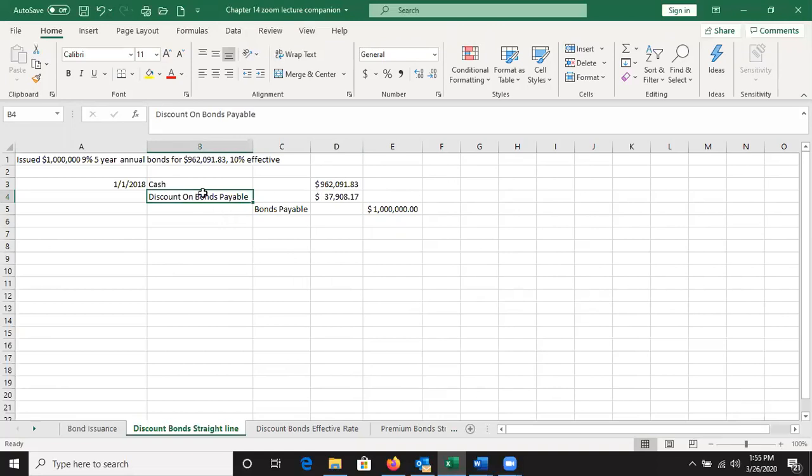Okay? Because what we're doing is this reduces the book value. So bonds payable minus the total discount brings the book value to 962. Over the life of the bonds, we want to bring the actual book value up to the face value. We want them to equal. That's the point of amortization.